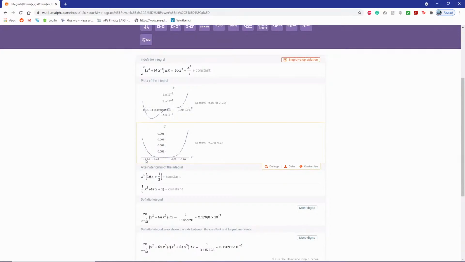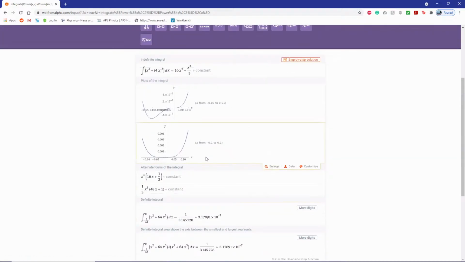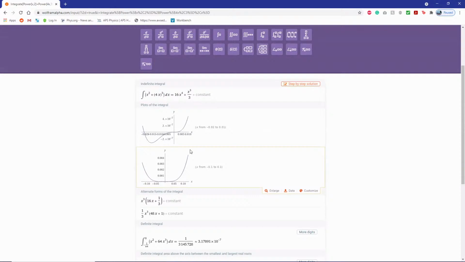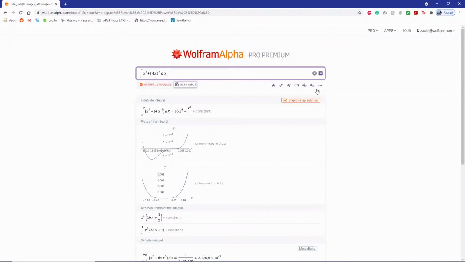It's very nice. We can see alternate forms. If we want to do a definite integral, we can do that. It's pretty helpful. It's going to give you a lot of information about the function that maybe you didn't consider. We can do a lot of things with it, like anything, the sky's the limit. So if you have something you want to try, we can certainly try it.